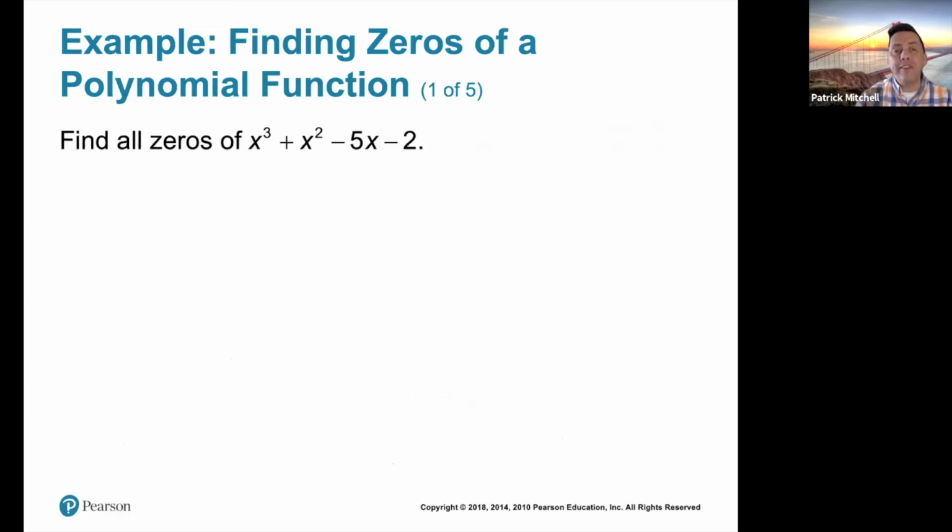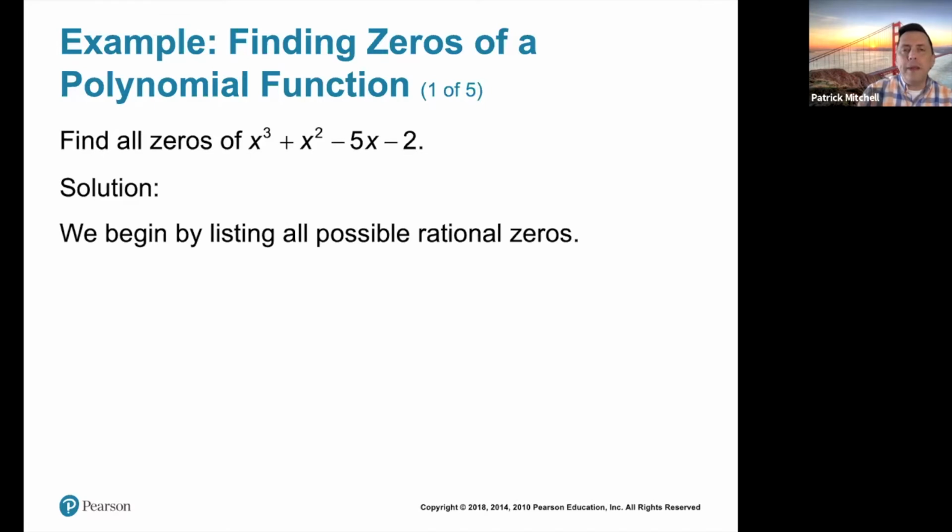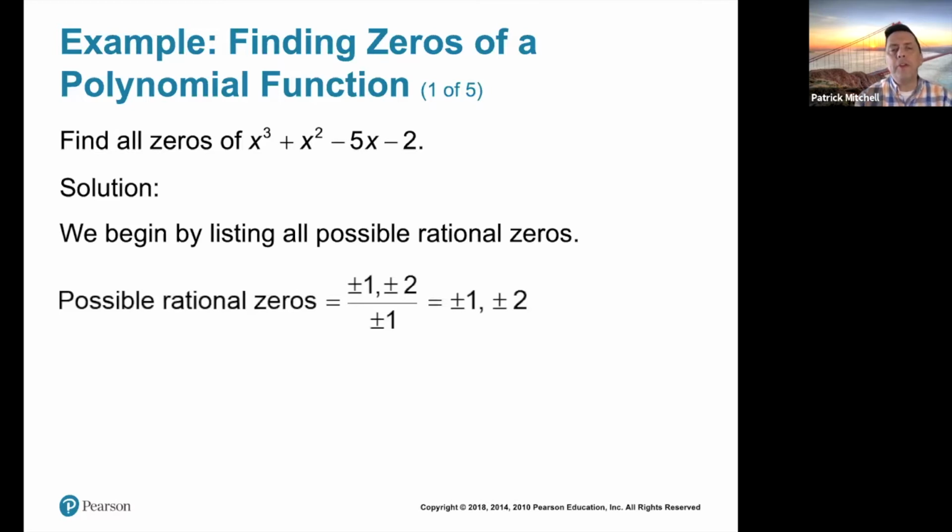We're going to find all zeros of the polynomial x cubed plus x squared minus 5x minus 2. We begin by listing all possible rational zeros. Remember, the possible rational zeros are the factors of the constant term divided by the factors of the leading coefficient. I'm very happy that there are not 12 possible rational zeros for this one. There are only 4 possible. The possible rational zeros are plus or minus 1, plus or minus 2.